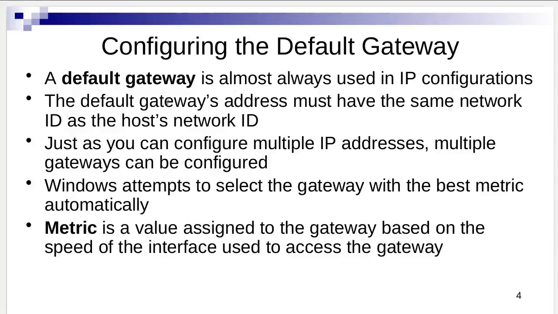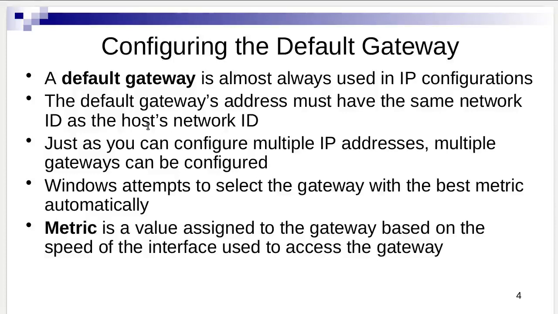The default gateway's IP address must be in the same network subnet as the host's network ID. So that's always a rule. And just as you can configure multiple IP addresses for a LAN station, you can also configure multiple gateways, and that's not uncommon, although in most situations, and pretty much everything that we will do in the lab, there's just one default gateway. But it's good to know that you can have multiple gateways in a network.